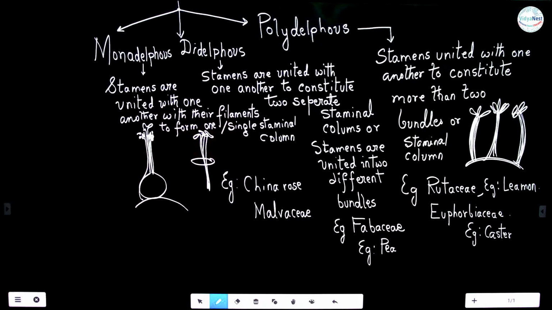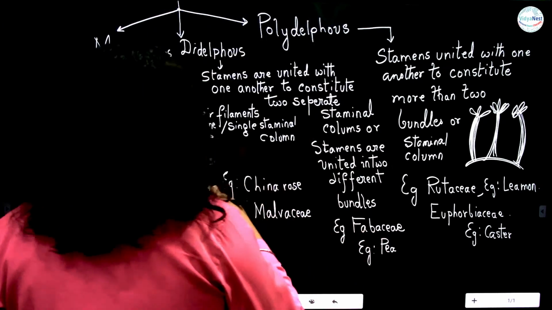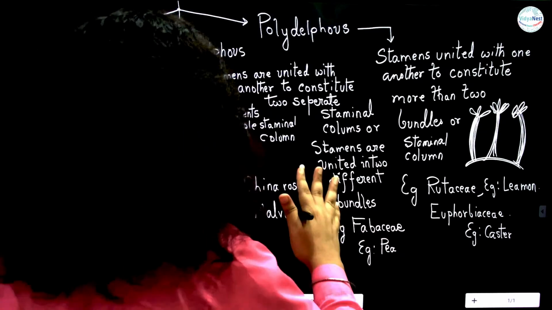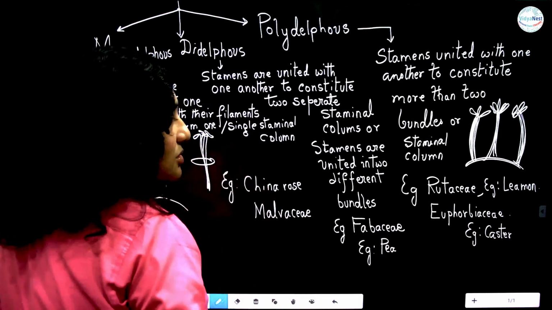Anthers can show association not only with themselves, they can also show association with other members. But before showing association with themselves, there can be another condition, like with respect to filaments only, they can be with respect to anthers also.